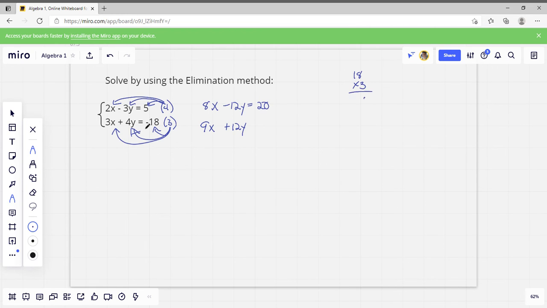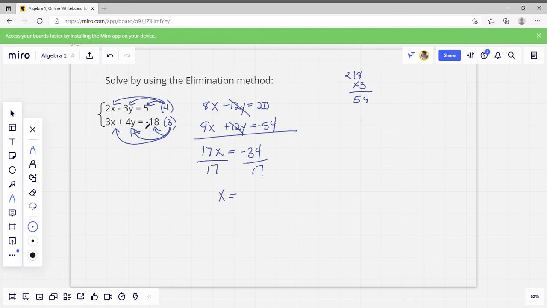3 times 8 is 24. 3 times 9 is 27, so 54. And that would be negative 54. All right. 8, 9, 16, 17x. Those cancel. Equals, that would be negative 34. Okay, and now we're going to divide by 17.